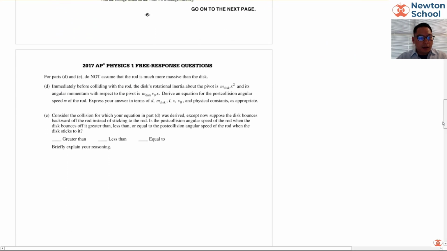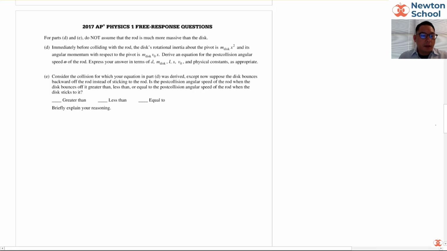All right, part D. Immediately before colliding with the rod, the disk has rotational inertia about the pivot of mx squared. Again, this is what I just explained. I of the point mass equals mr squared, but this r is the perpendicular distance to the pivot.